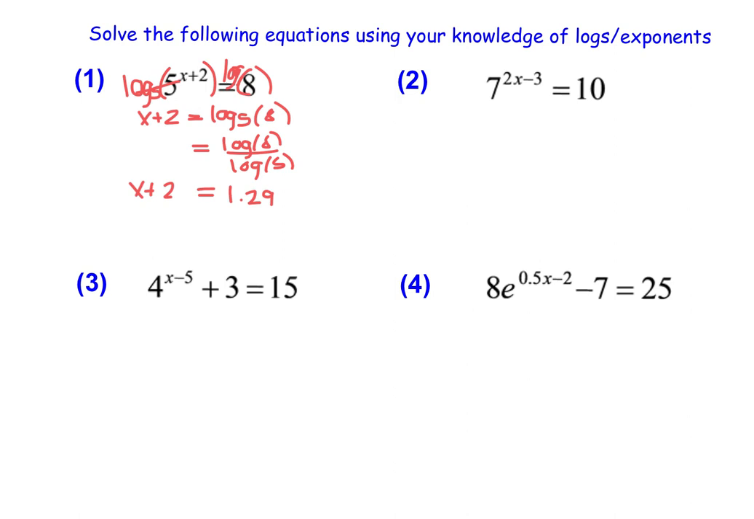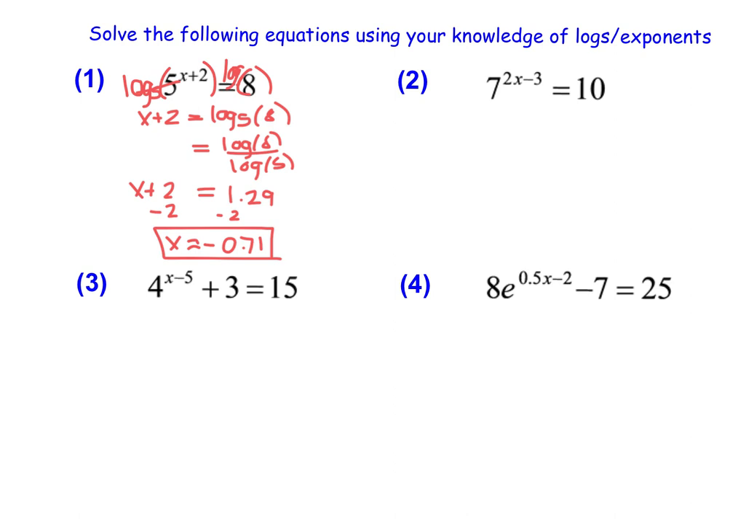And then in order to get x alone, I just need to subtract 2 from each side. So I end up with x is approximately negative 0.71.